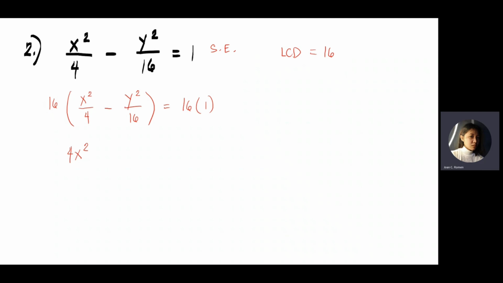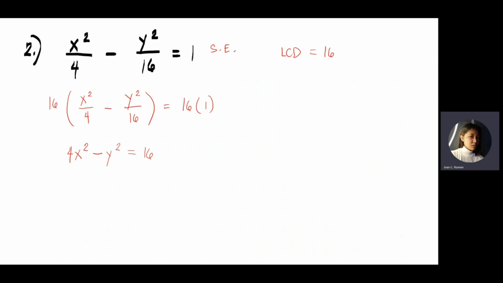Ibig sabihin, kapag dinistribute natin itong 16 kay x squared over 4, it is equal to 4x squared. Bakit po? Kasi po, 16 divided by 4 is 4, then copy x squared, or multiply it by x squared. Next, copy the operation subtraction. 16 divided by 16 is 1, multiplied by y squared, that is y squared is equal to 16 times 1 is 16. Okay.